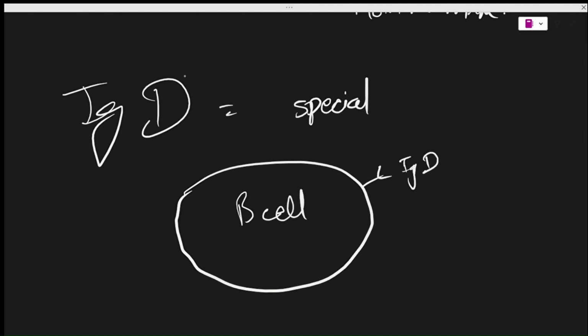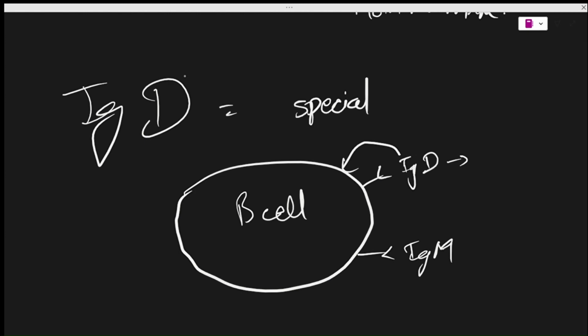IgD. Now along with the IgD, there is also IgM in monomeric form, but actually we don't know the exact function of this IgD antibody, but only one function is known, that this IgD is found on the surface of B cell, and this helps the B cell to recognize antigen.